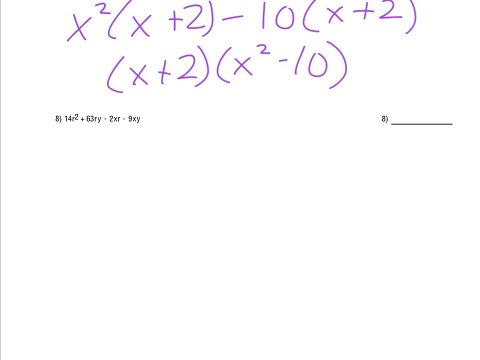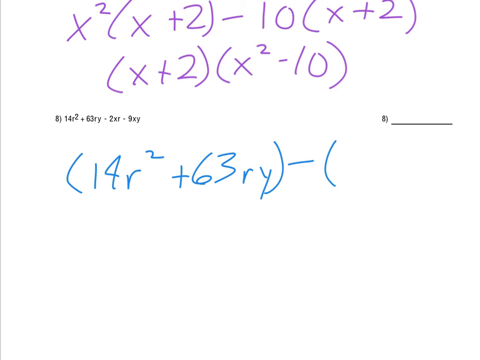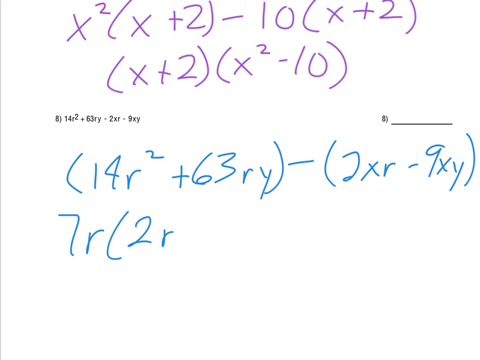All right, looking at our final question, again, notice the difficulty with where the minuses are, 14r squared plus the 63ry. Now, putting that minus here means I have to switch these signs. So I get a 2xr minus a 9xy. And again, I just want to take out what I can. From this first one, I can take out a 7r. That leaves me with 2r plus 9y. Oh, and here I forgot to change my sign there. I was thinking about one thing and not doing another.